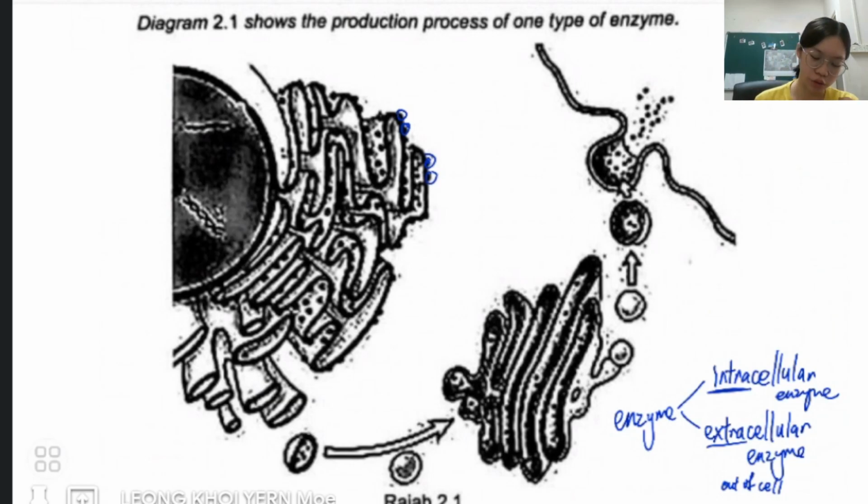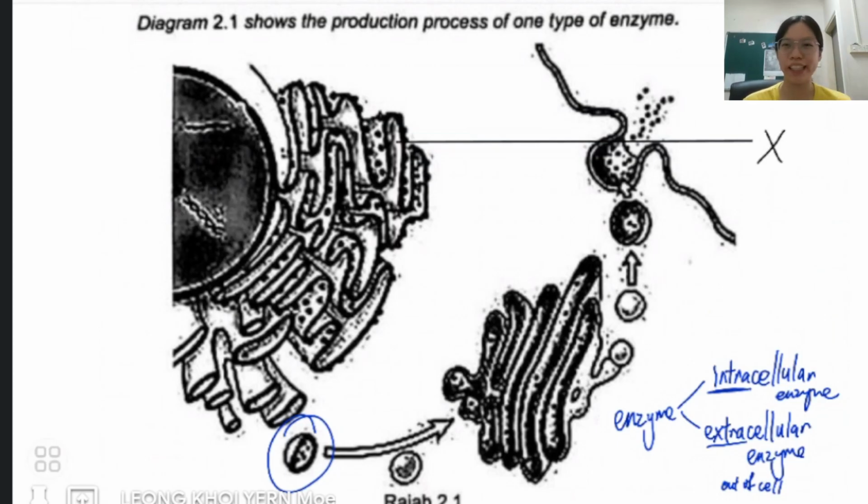So they will transport through this transport vesicle to the Golgi apparatus, and then the Golgi apparatus will modify it to become enzyme. Then, yeah, it will bud off, and then it will become a secretory vesicle to be transported out from the cell. And yeah, so it is the rough endoplasmic reticulum. So when you want to label, you point it out and then move your hand. Okay, use your ruler and label it as X. You don't have to mention what it is specifically.